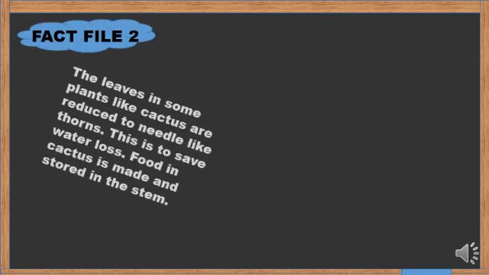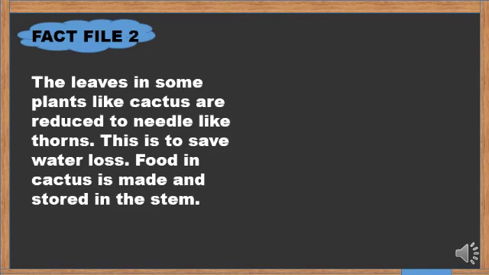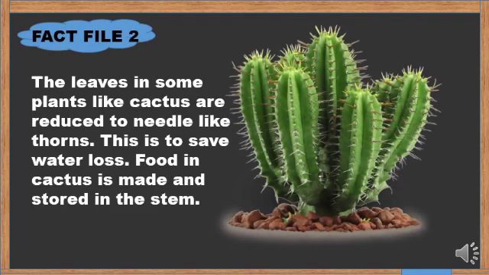Fact file 2. The leaves in some plants like cactus are reduced to needle-like thorns. This is to save water loss. Food in cactus is made and stored in the stem.